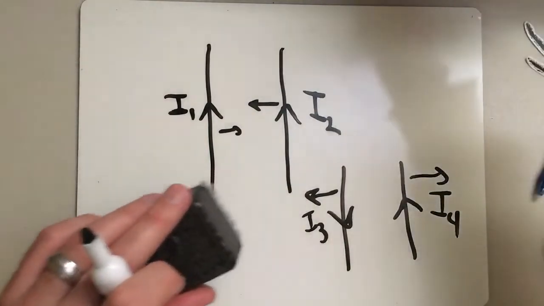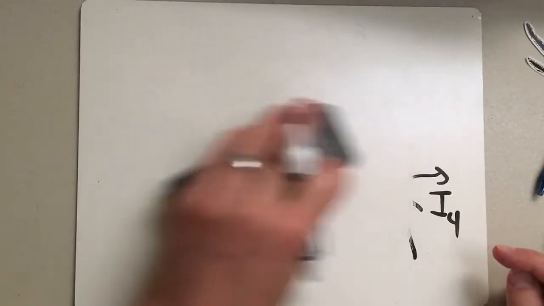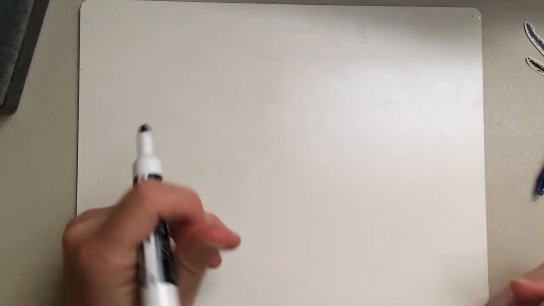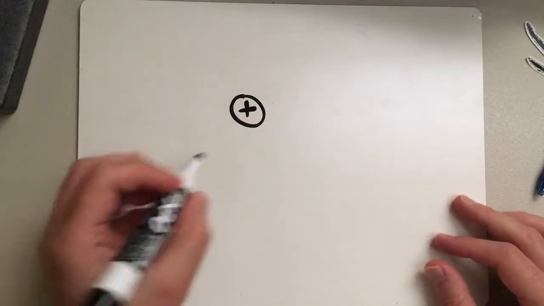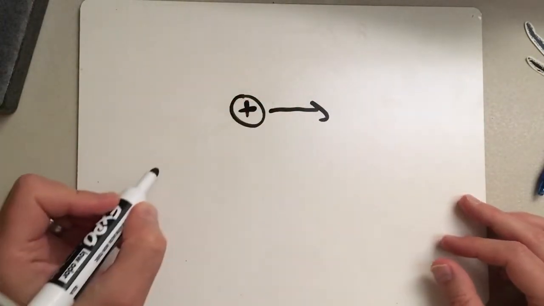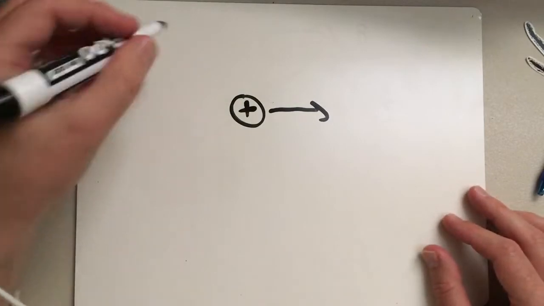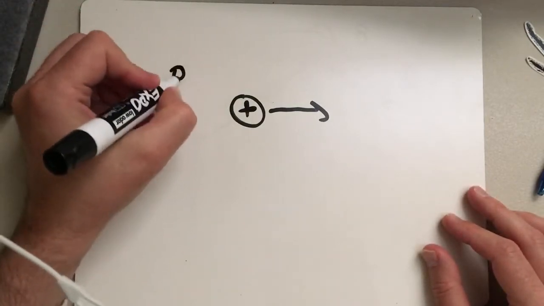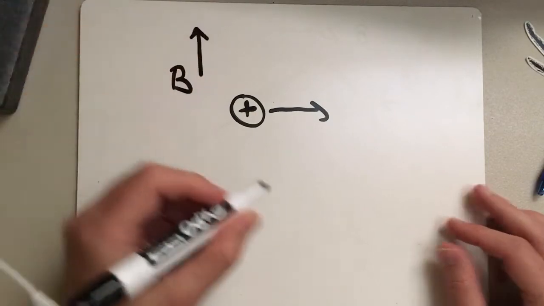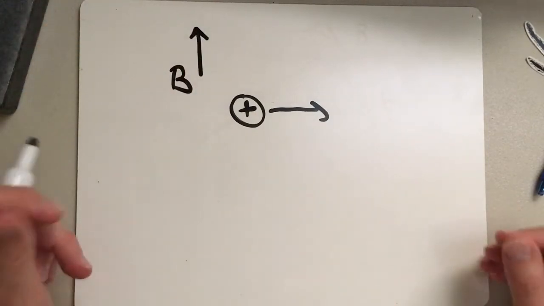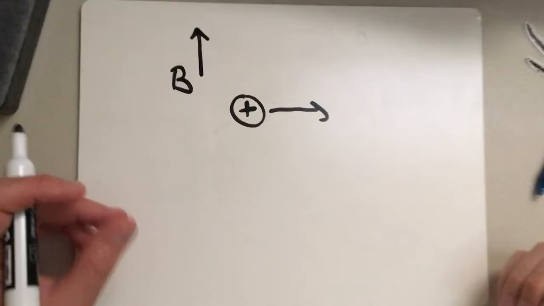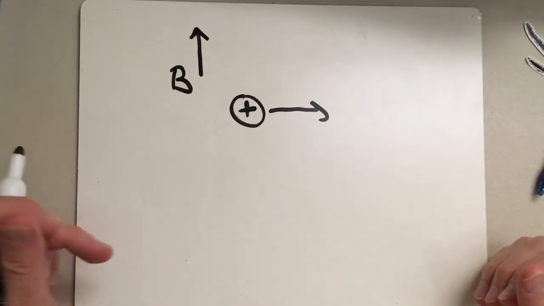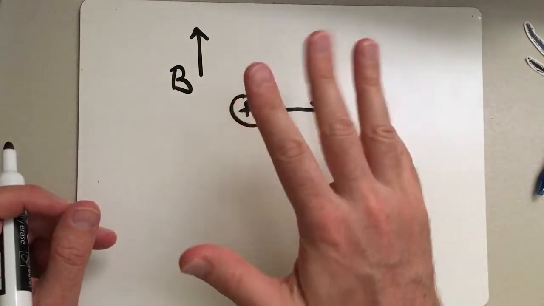But now let's talk about the magnetic force on a charged particle. So here, let's say we've got this positive charge and it's going to go to the right, and let's say it's immersed in a magnetic field, and that magnetic field is going up. So how do I get the direction of the force on this particle? Well, you need to use what is referred to as the right-hand rule, called the right-hand rule, of course, because we're going to use the right hand.